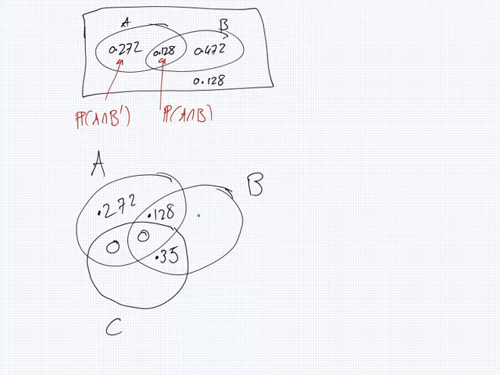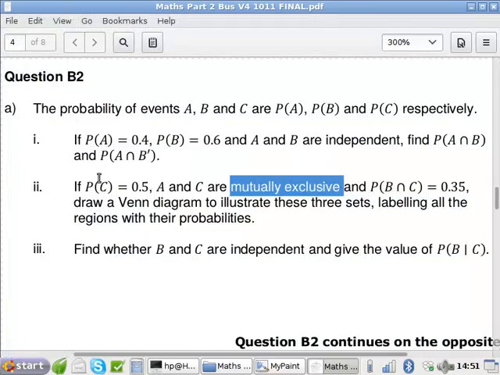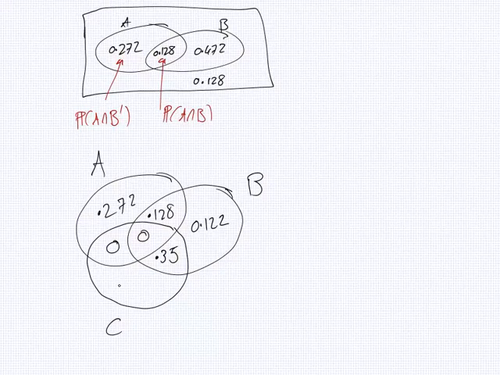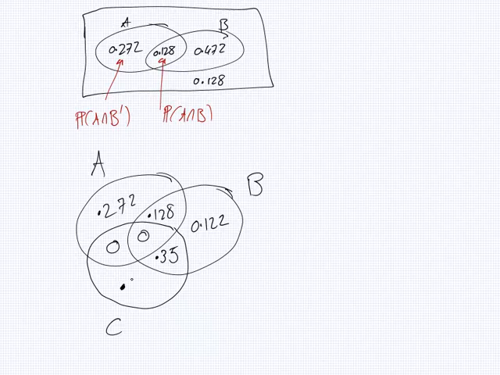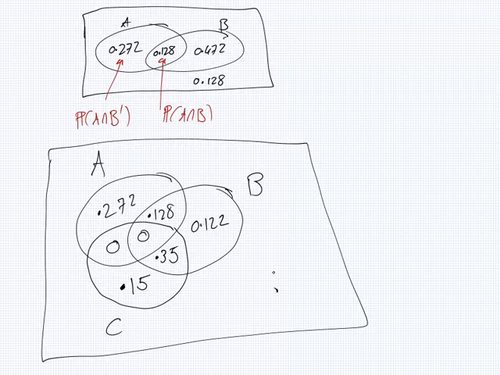What does the total here need to be? 0.472 for here, or the whole circle is 0.6, isn't that what we said? So we can still work out that 0.6 minus 0.128 minus 0.35 is 0.122. And we're also told that C must be 0.5. So what must this be? 0.5 minus that, which is 0.15. And then lastly, I need the number outside. 1 minus 0.15 minus 0.35 minus 0.122 minus 0.128 minus 0.272.